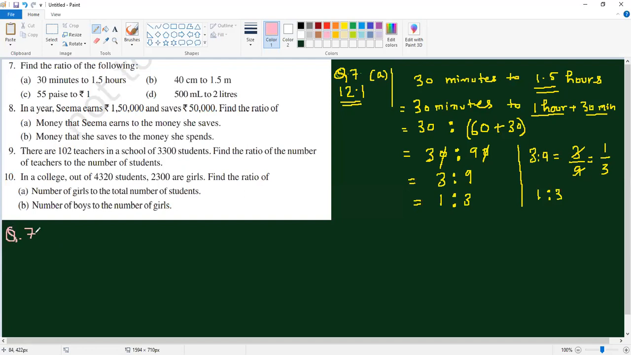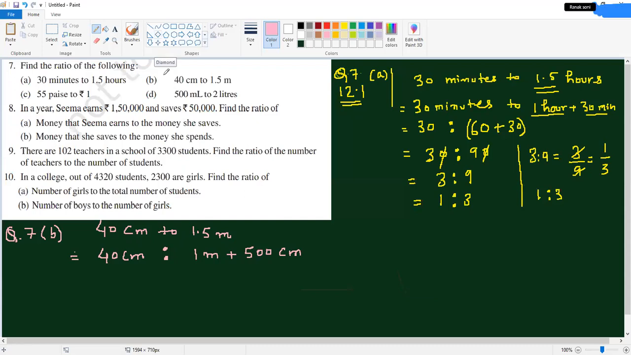Question number 7B. 40 centimeter to 1.5 meter. So this can be written as 40 centimeter is to 1 meter plus 50 centimeter. So this can be written as 40 centimeter is to 100 centimeter plus 50 centimeter. No, this will not be 500, this will be 50. This will be 50, isn't it?